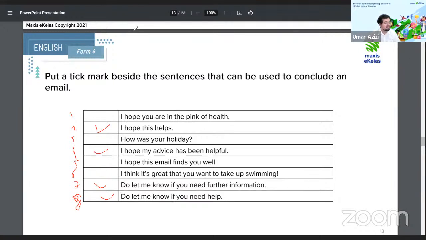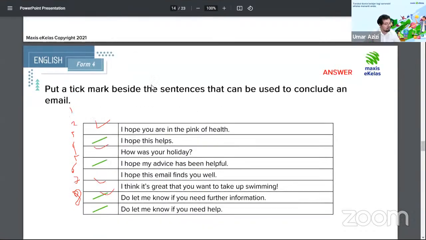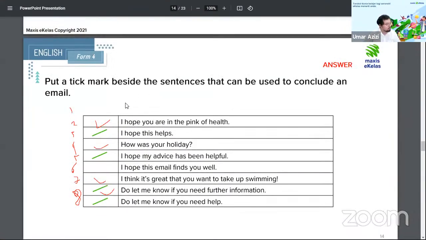Let's see if the answers are correct. In 3, 2, 1. Yep, 2, 4, 7, and 8. All right, so those are the answers for today.